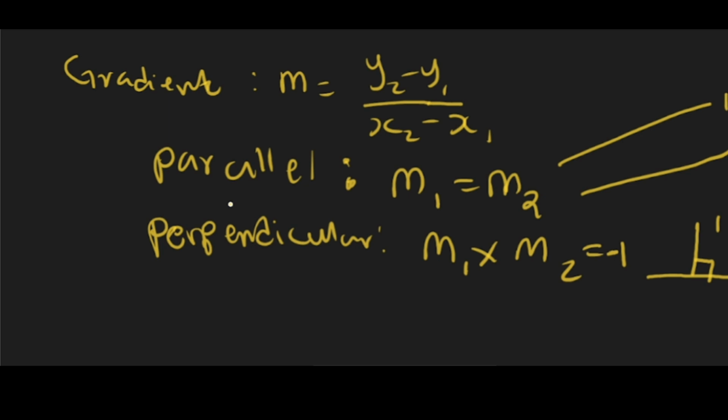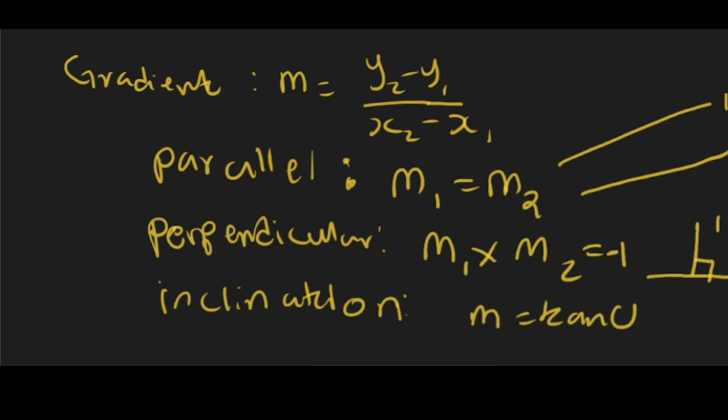The other thing that you can do is use the gradient to find the angle of inclination. This is the angle that is formed by a line with the x-axis. It is given by m equals tan theta, where theta refers to the angle of inclination.